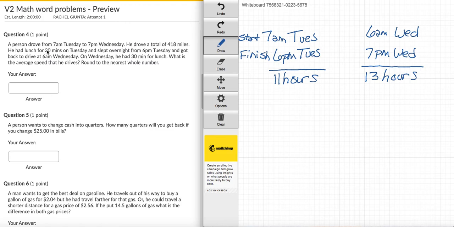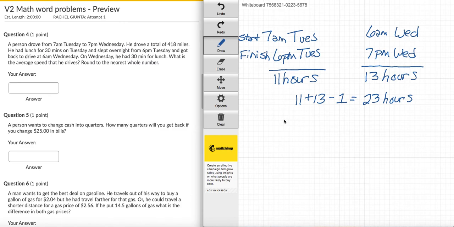And each day, Tuesday and Wednesday, he had 30 minutes for lunch. So that's a total of an hour. So we just need to add together the hours that he drove and subtract the hour that he had lunch. So now we've got 11 plus 13 minus 1, that would be 24 minus 1, which is going to be 23 hours. And that's the biggest part of this one, is coming up with this total number of hours from all this information that they give you.